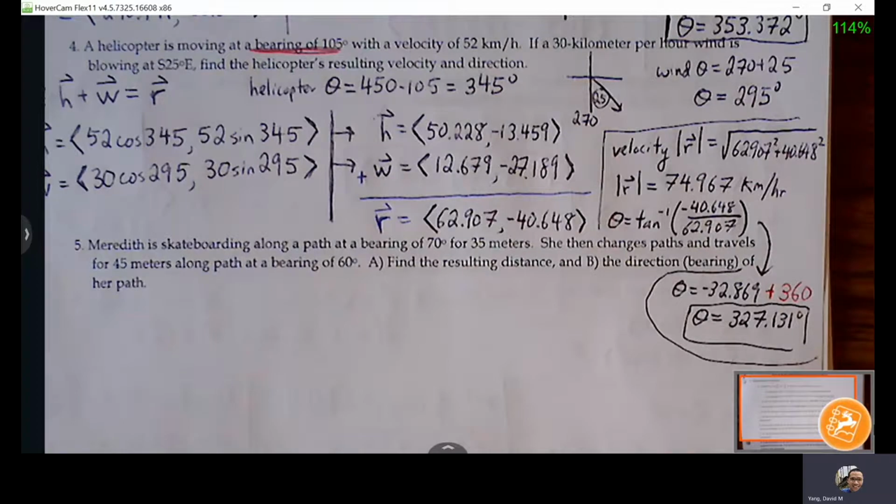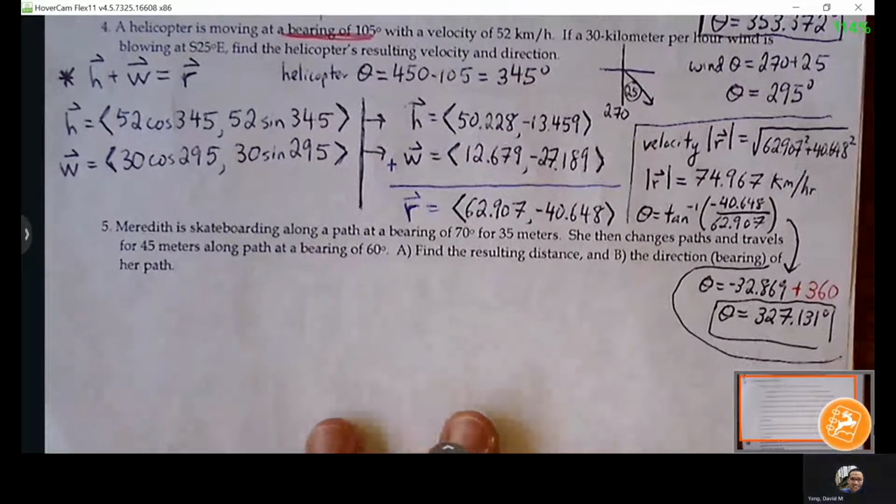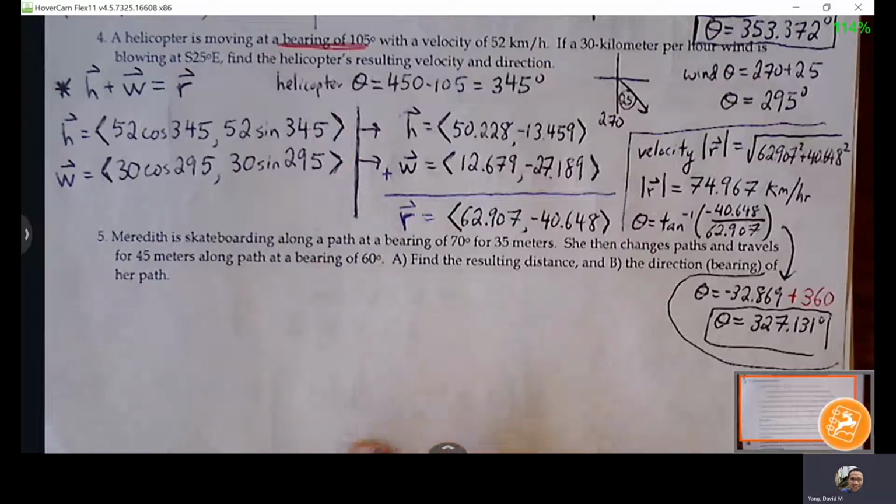Any questions before? Okay, number 5. Meredith is skateboarding along a path at a bearing of 70 degrees for 35 meters. She then changes paths and travels for 45 meters along a path at a bearing of 60 degrees. Find the resulting distance and the direction bearing of her path.